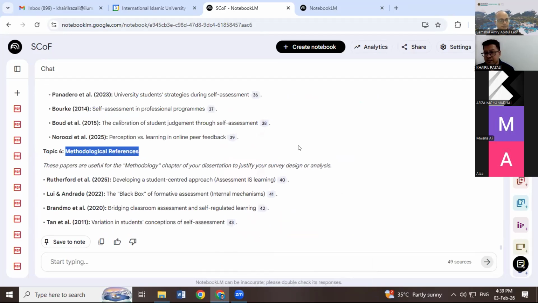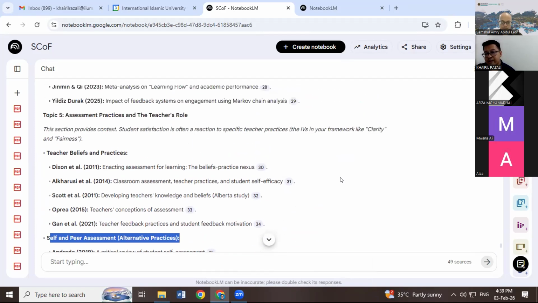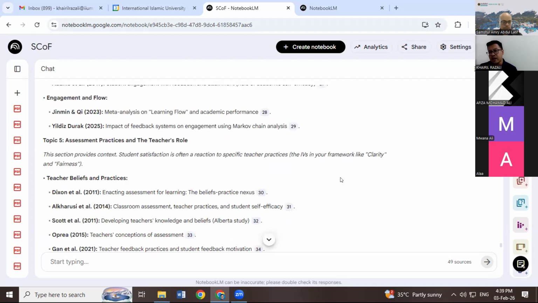Methodological references. Maybe this is not something that you want to do, but for example here, alternative practices. This is something that you can take in if you're doing this topic. So what I'm doing here is to show you how you can categorize. It is very good for you to start thinking about, okay, what should I include in my LR? What are the subtopics that I must have in my LR, in my chapter 2, for the literature review? So it's fantastic.